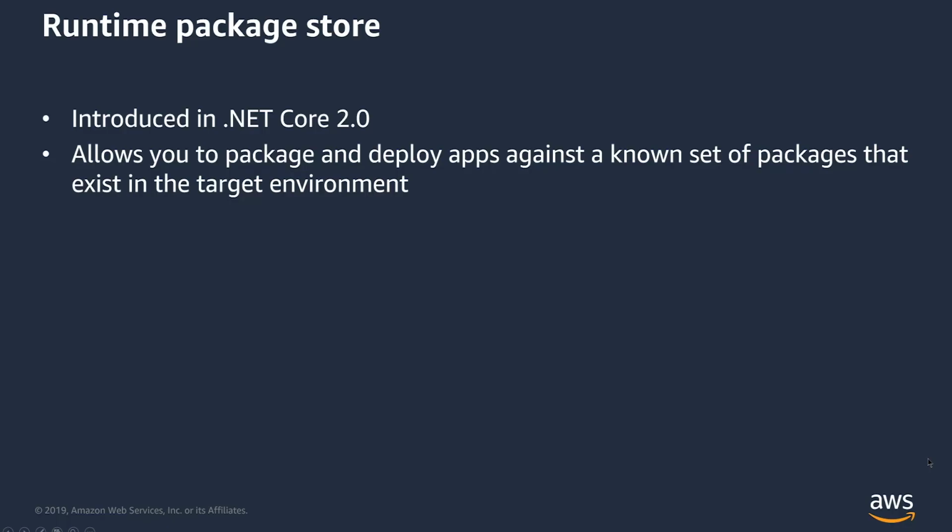To make this work in .NET, Lambda Layers uses a technique called Runtime Package Store. It is a feature that was introduced in .NET Core 2.0. It basically allows you to package and deploy apps against a known set of packages that exist in the target environment to benefit from faster deployments, lower disk space usage, and improved startup performance in some cases.